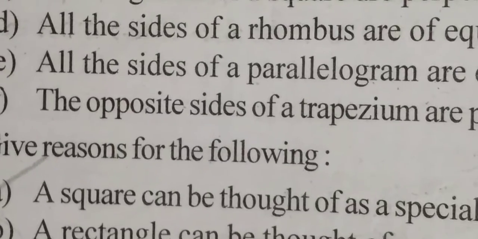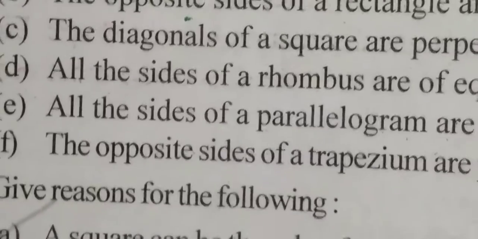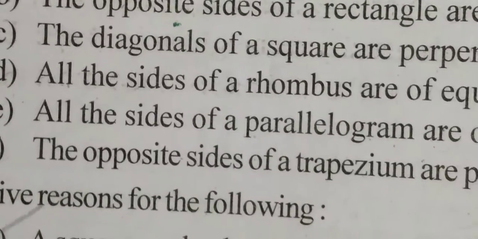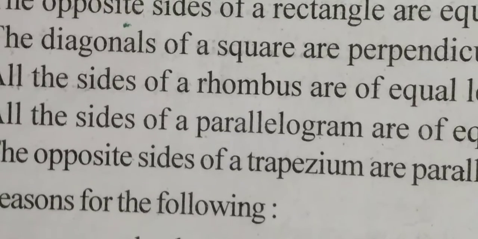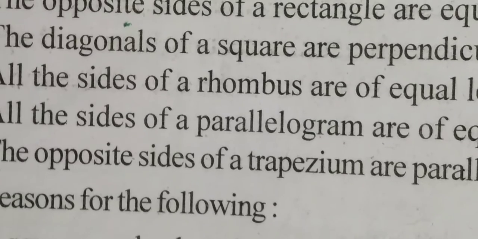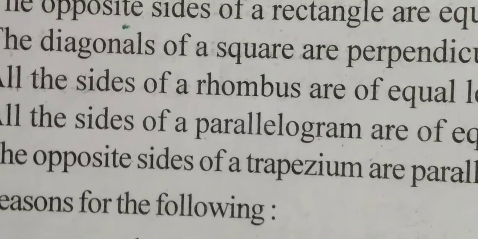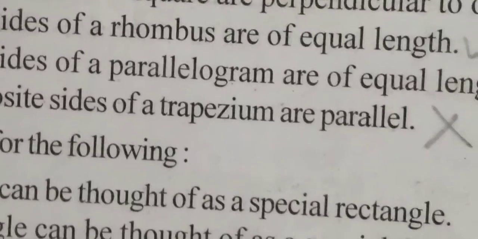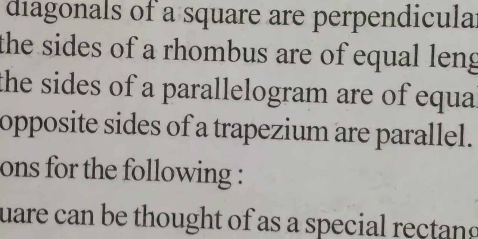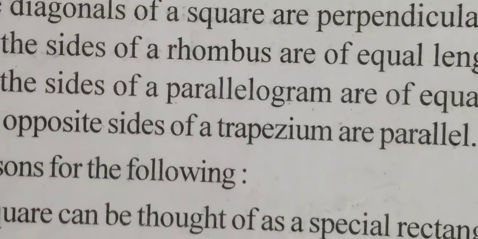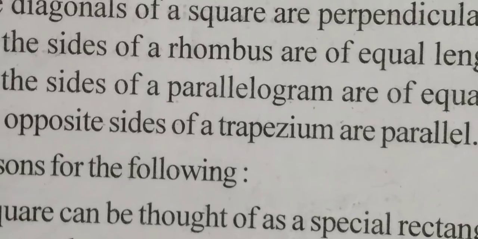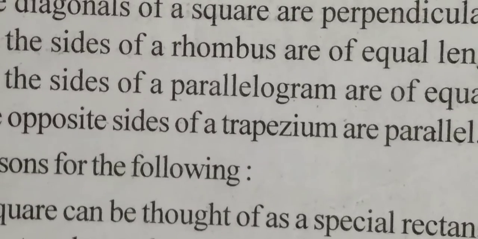And the next statement, all the sides of a trapezium are of equal length. The above sentence can be true in the case of a square and a rhombus. If we talk about a rectangle, no, all the sides are not equal, so it's wrong. The opposite sides of a trapezium are parallel, and here again it's going to be wrong because only one pair of opposite sides of a trapezium is parallel, not both. So this answer is also wrong.